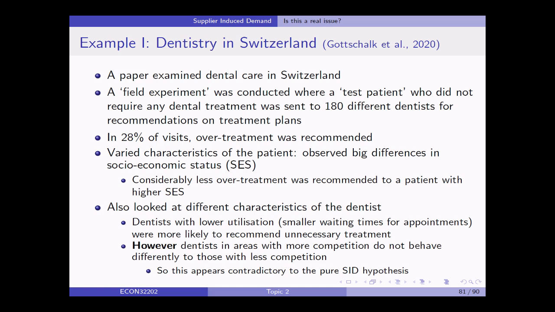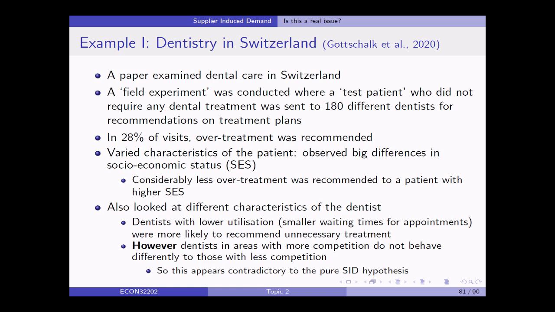So what's really worrying, I think, when I look at this paper, is that this 28% was the average, but this varied a lot. It varied a lot by socioeconomic position. So this patient, who was the exact same patient, the research team asked them to pretend to be different people. So they would go into one dentist and say that they had no education. They'd go into a different dentist and say they had a degree level education.